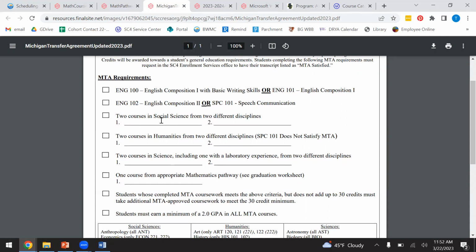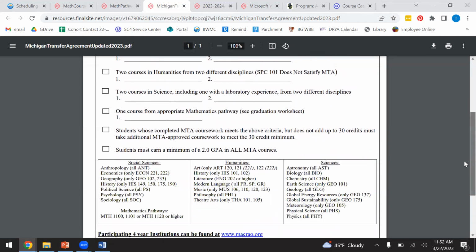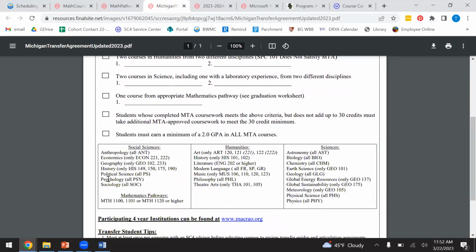You also have 2 social science, 2 humanities, 2 science, 1 including a lab. And when you have these 2 requirements for these groups, they have to be from 2 different disciplines. So for example, in social science, you wouldn't be able to take 2 psychology classes to check that requirement off. It would have to be psychology and another subject like anthropology, or political science and sociology. It has to be 2 different starting subject areas, so the ANT or PSY.